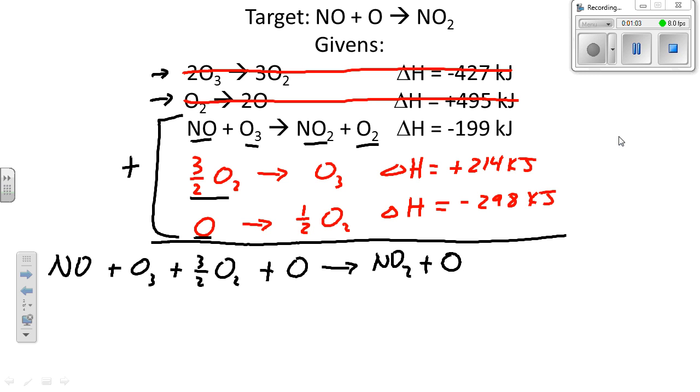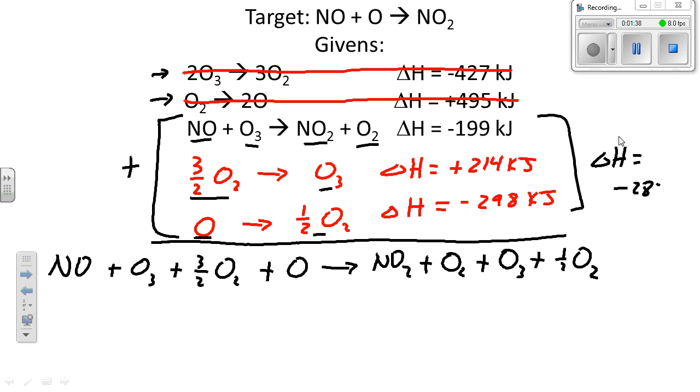plus O2 plus O3 plus 1/2 O2. And when I do that, I need to add all of these together as well. And so I'm going to get my calculator out here, and we're going to take negative 199 plus positive 214 plus negative 298, and that gives us negative 283 kilojoules.